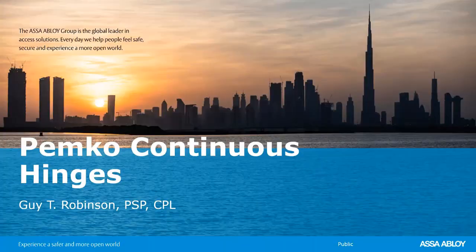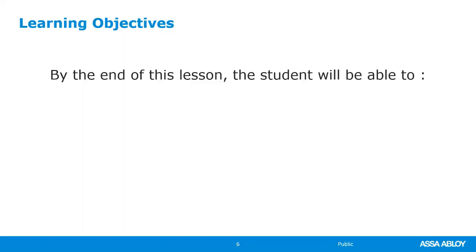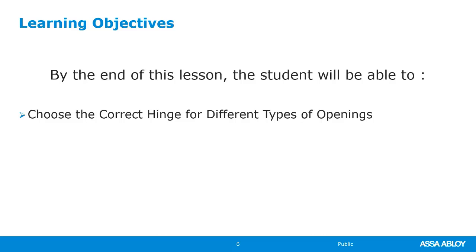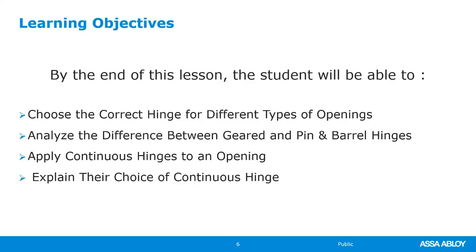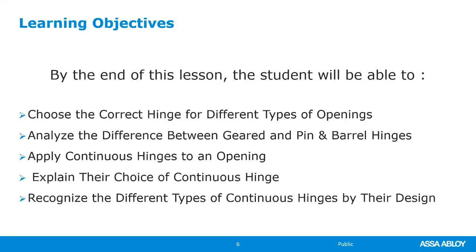Now, by the end of this lesson, we hope that the student will be able to choose the correct hinge for different types of openings, analyze the difference between geared and pin and barrel hinges, apply continuous hinges to an opening, explain their choice of continuous hinge, and recognize the different types of continuous hinges by their design.